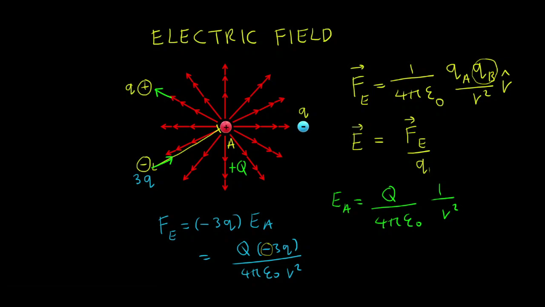And another observation we can make is that the electric field is denser near the charge. So where the lines are denser, the electric field is stronger. And where the lines become less dense, you get a weaker electric field, due to this inverse r squared proportionality.